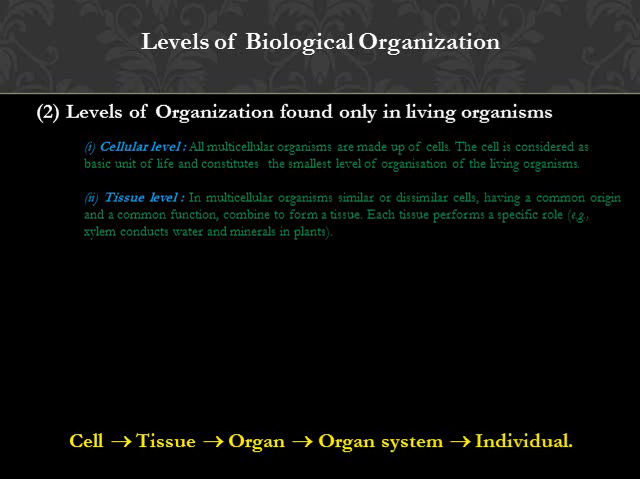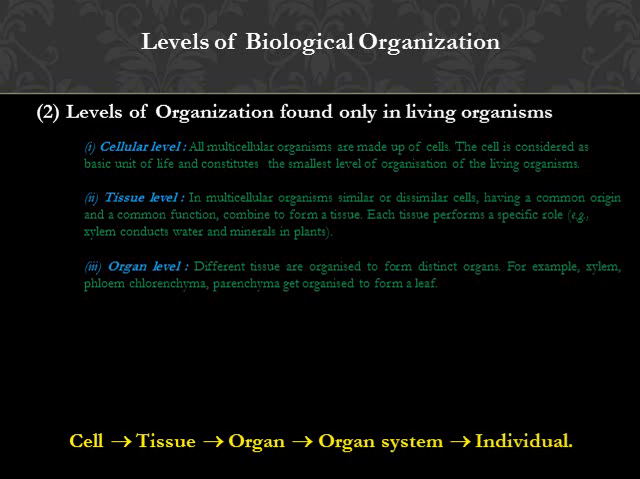So tissue is designated to perform a particular role. For example, xylem which is conducting water and minerals in the plant. For example, our muscle, it is responsible for locomotion and movement. For example, our neurons, nervous tissue, it is responsible for control and coordination mechanism, right?